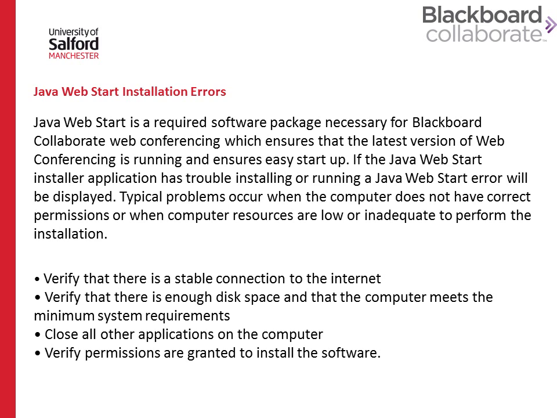Now, on very rare occasions, it's possible to get error messages related to the installation of Java Web Start itself. Now, Java Web Start's crucial to the running of Collaborate. It ensures that the latest version of Collaborate is downloaded and installed. Now, this is normally related to the fact that you don't have the correct permissions to install the software on your particular computer, but it could be related to the fact that there's not enough disk space, or the computer doesn't meet minimum system requirements. Both of these latter things are very unlikely on modern computers, however. So it's essentially checking that you've got a stable internet connection and checking that you've got permissions to install the software itself.